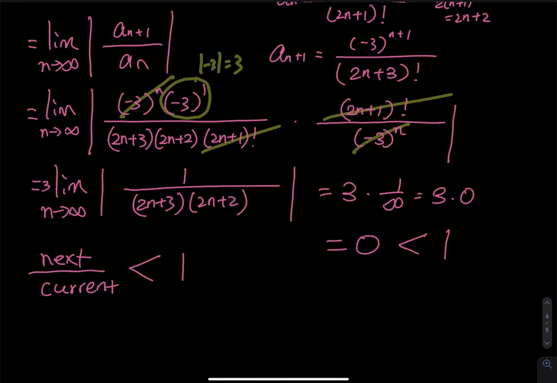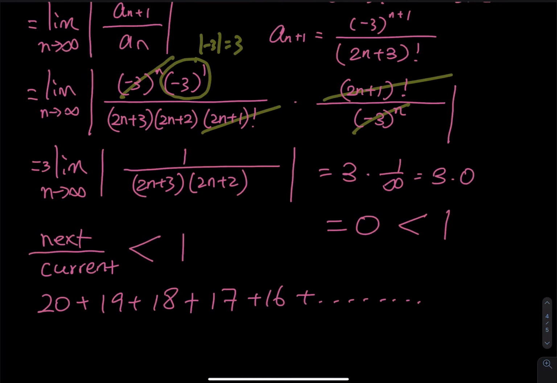So let's say we have 20, 19, 18, just for example. I'm not saying these are the terms of this series. And then 17, and then 16, and then all the way, right? So if you take the next term and compare it with the previous term, the current term is less than the previous term, right? So 16 divided by 17 is less than 1.